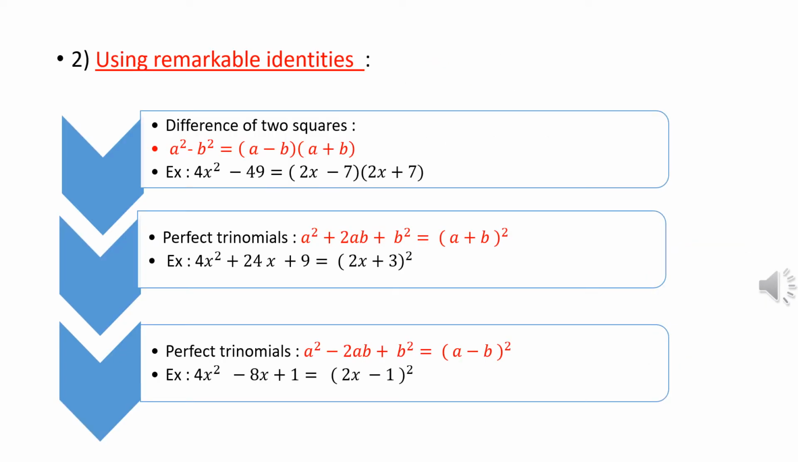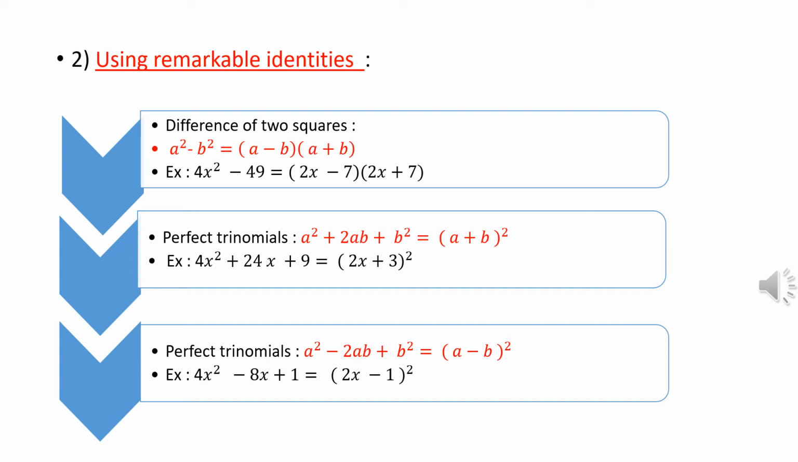Second way of factorization is using the remarkable identities, the three rules. The first one is the difference of two squares. When we have any expression in the form a squared minus b squared, the factorization is a minus b into a plus b. So in order to factorize 4x squared minus 49, we take the square root of 4x squared, it gives 2x, and the square root of 49, it gives 7. So the factorization is 2x minus 7 into 2x plus 7.